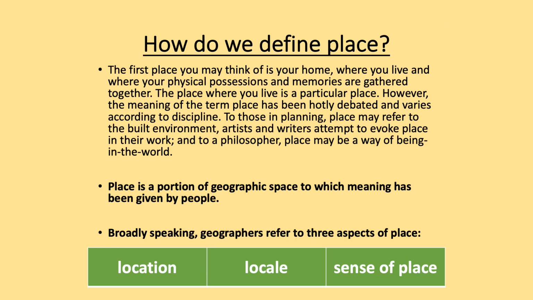So before you attempt the work on place I've set you for this transition work, I just wanted you to understand 3 key words, and that's location, locale, and sense of place. So yeah, read through this slide. It will make sense then what you need to do for the next slide.